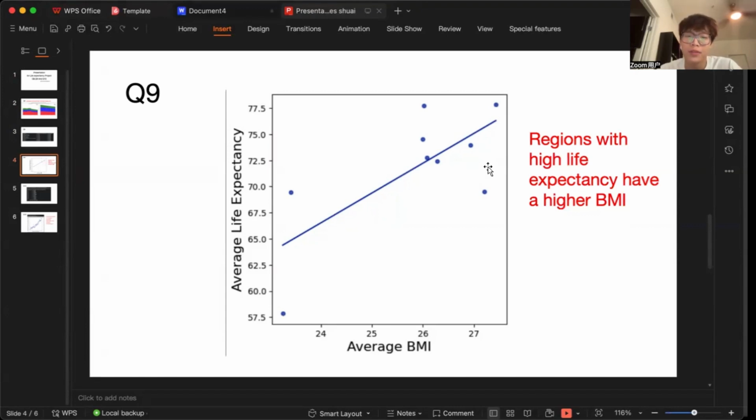What's really interesting is that regions with high life expectancy generally have a higher BMI, even though we normally think higher BMI is worse. So that's one thing I found really interesting.